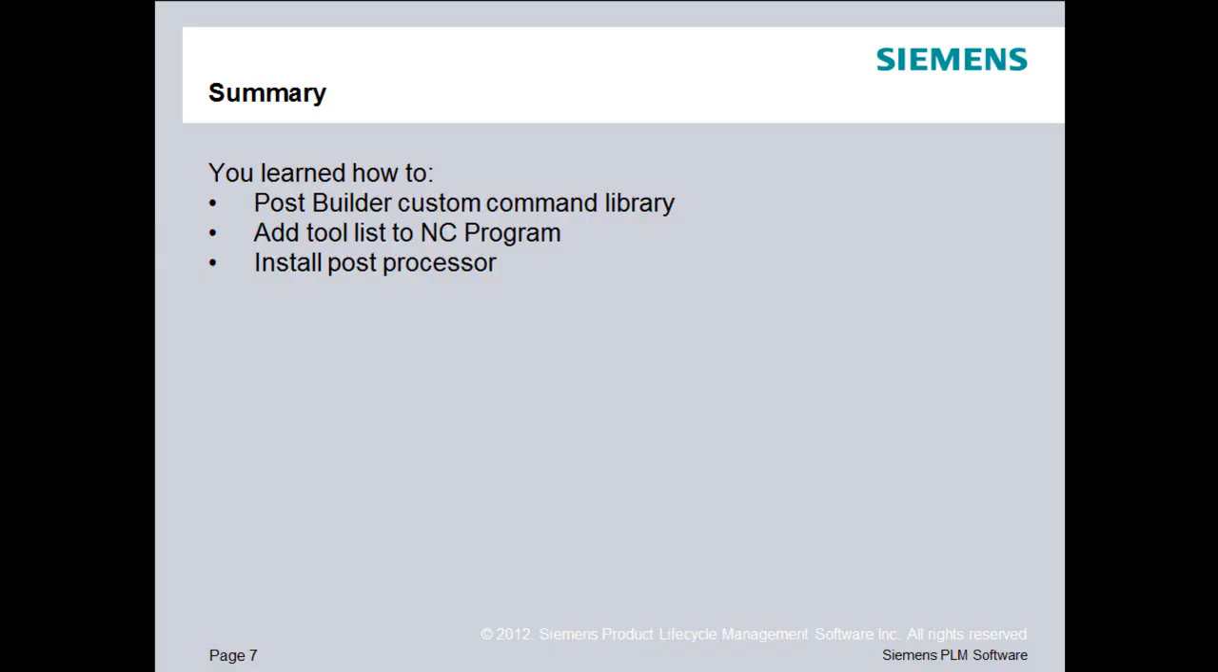In summary, you learned how to import a custom command from the Post Builder library. We used that custom command to add a tool list to our existing postprocessor. And finally, once we were finished with the postprocessor, we installed it in NX so that it will always be available.